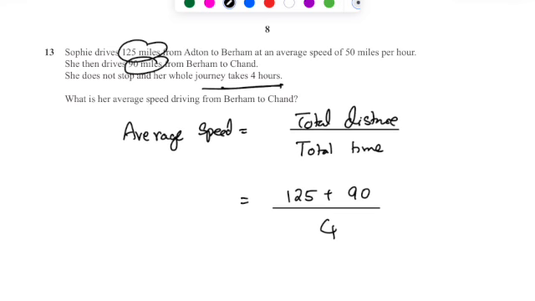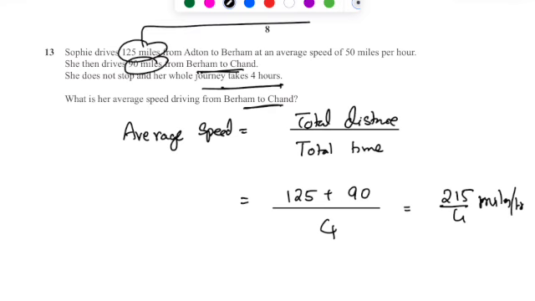So the total distance is 125 miles and 90 miles, and she does not stop and her whole journey takes 4 hours. But the question asks for the average speed from B to C. This would be the average speed from A to C, 215 divided by 4 miles per hour. But what am I going to find? The average speed from B to C. So first of all, I'll find the time for A to B. So this was not required, though we have done it.